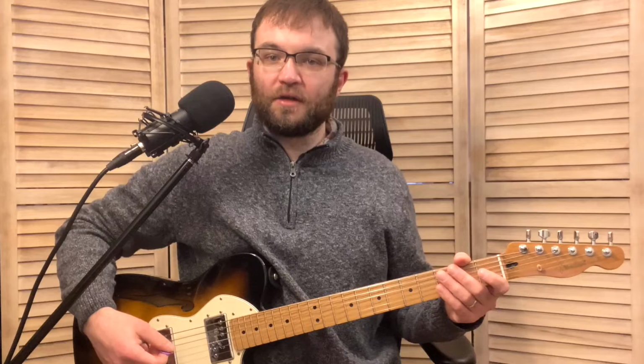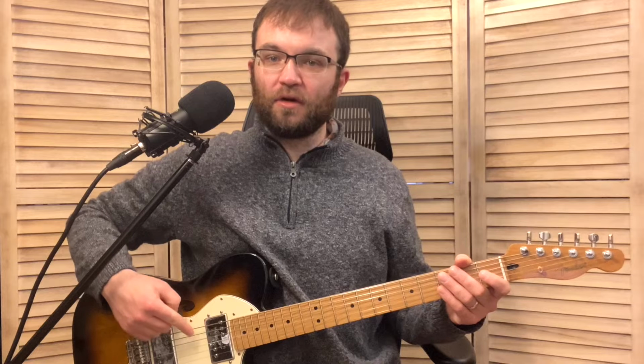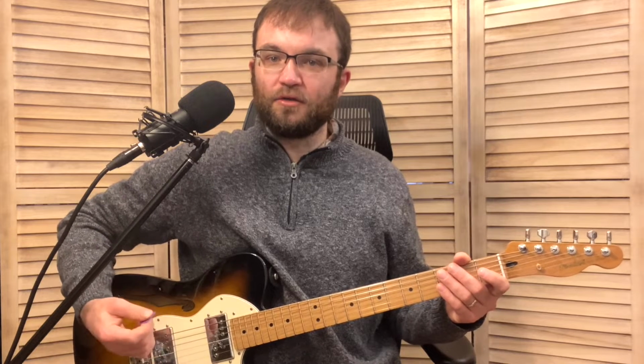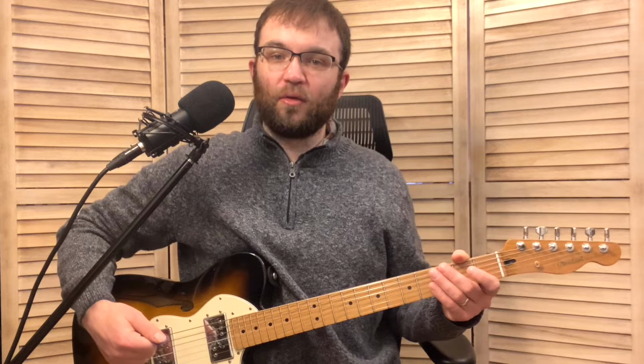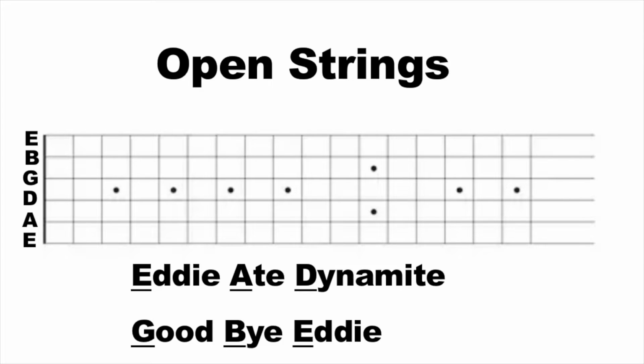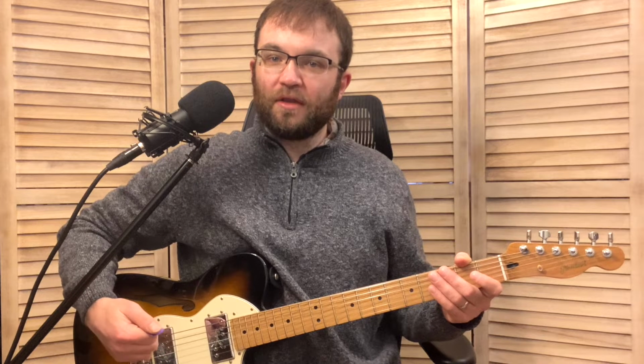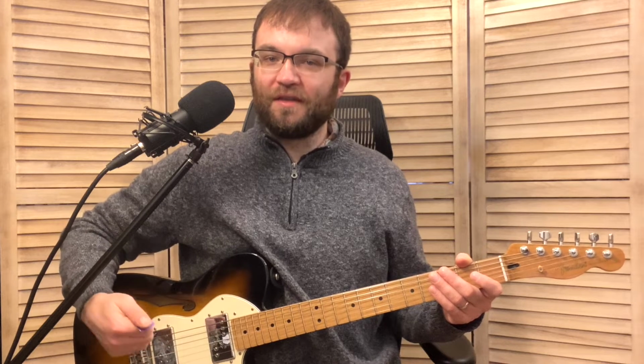Now some people use phrases to memorize the order of these open strings. The one that I usually teach people is every apple does go bad eventually. So E, A, D, G, B, E. Every apple does go bad eventually. Another one that a lot of people use is Eddie ate dynamite, goodbye Eddie. Some people tend to remember that one better because it's a little weirder than the apple one.